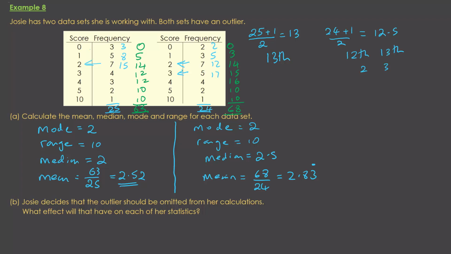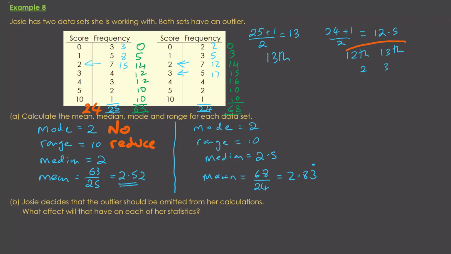Now, Josie decides that the outliers should be omitted from her calculations. What effect will that have on each of her statistics? Well, the mode, no change. The range would reduce because we've removed something at the end. Now, for this one, we would now have 24 pieces of data.